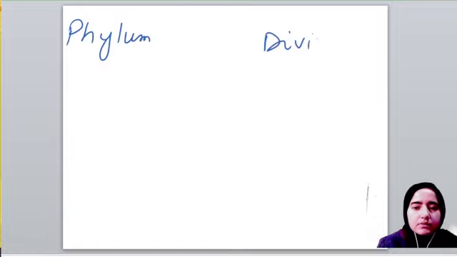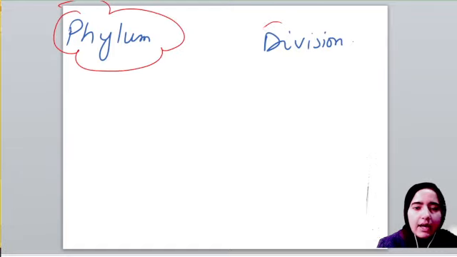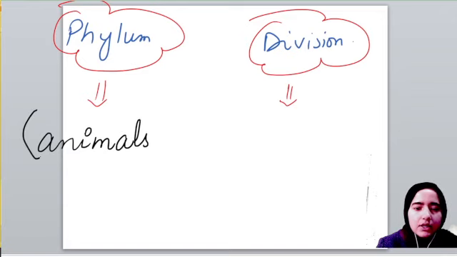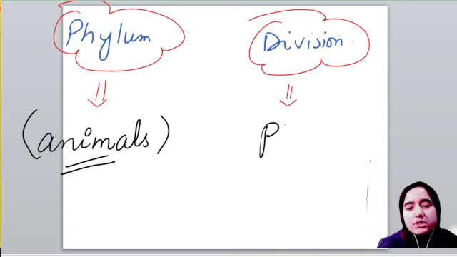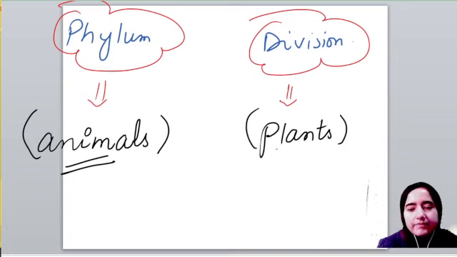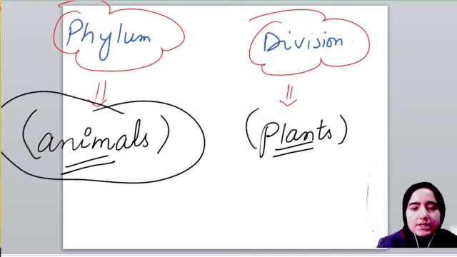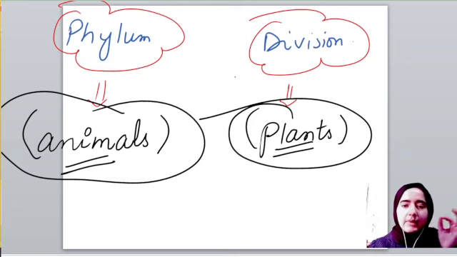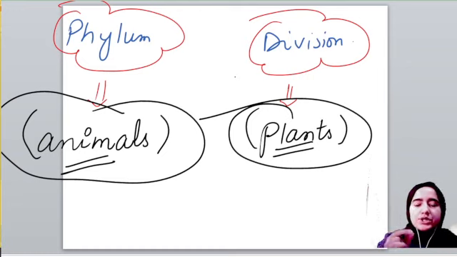Very nice. But in place of phylum we have two terms, phylum and division. Phylum includes animals and division includes plants. Please don't get confused. Phylum is a term and division is a term. Their definition is the same, but we use the term phylum for animals and the term division for plants.